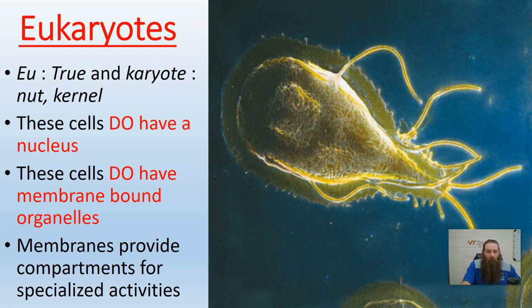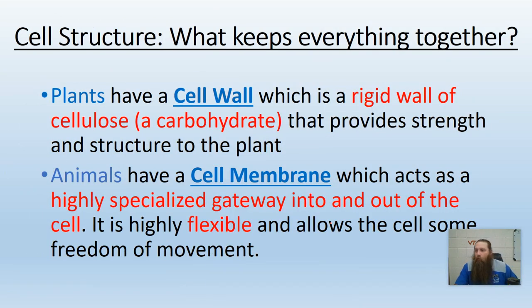Eukaryotes are much bigger than prokaryotes. When we look at eukaryotes, we can break them down even further. So we want to look at their structure. If something is a plant cell, it's going to have a cell wall.